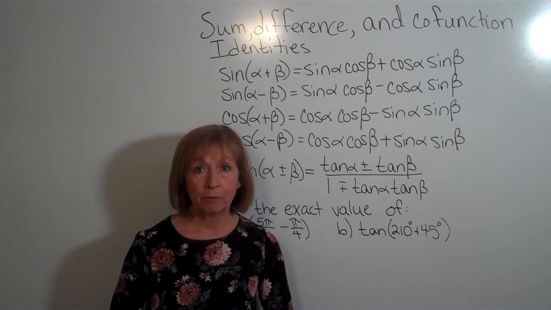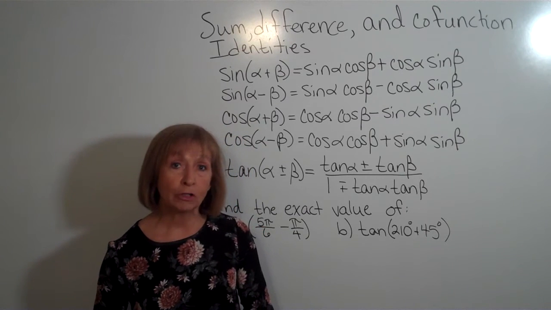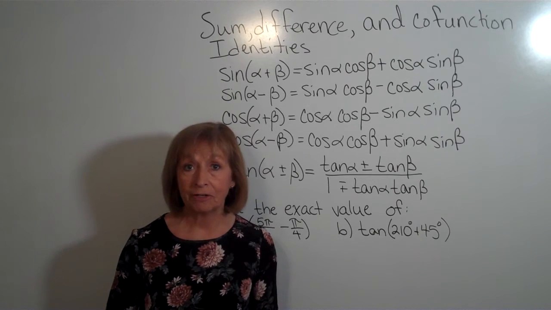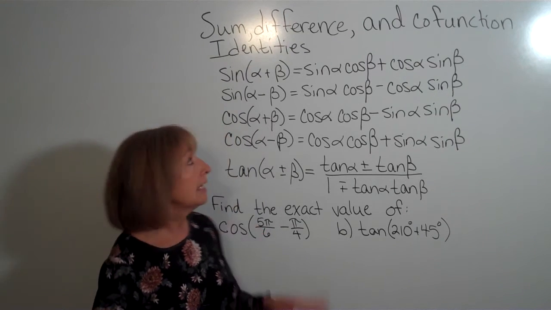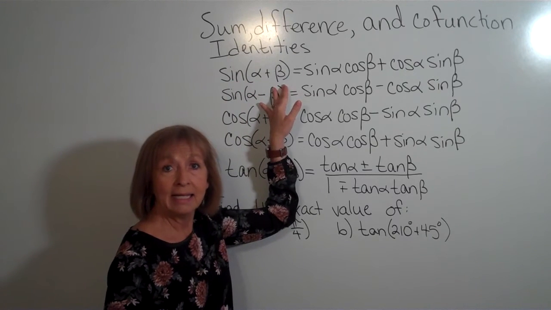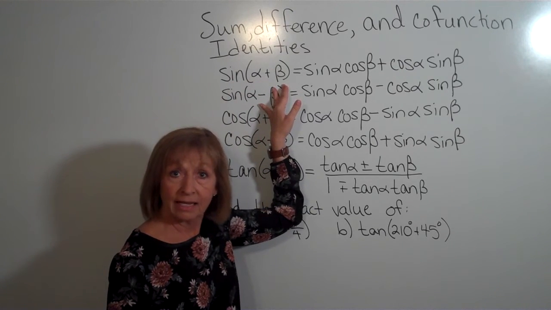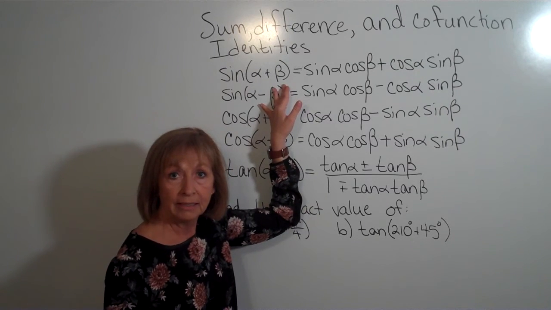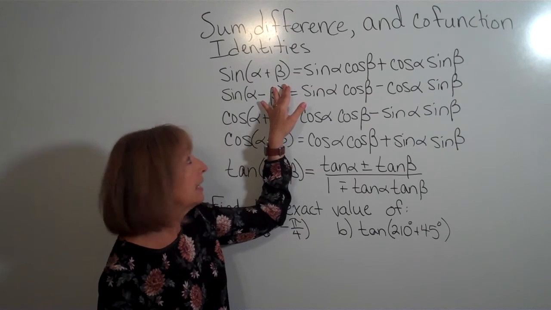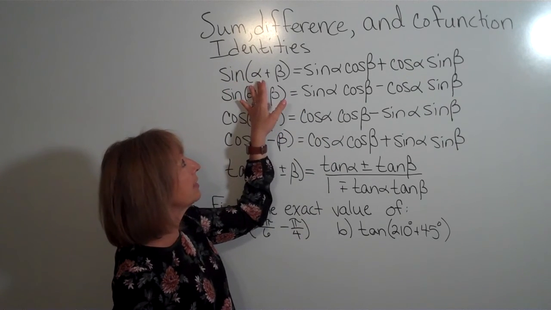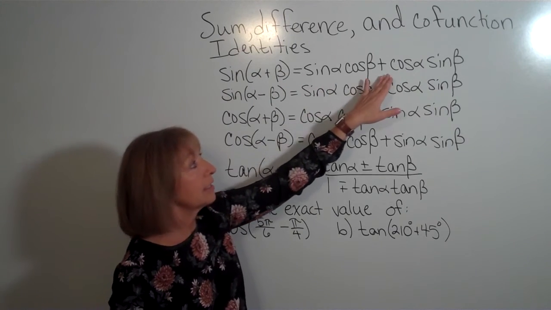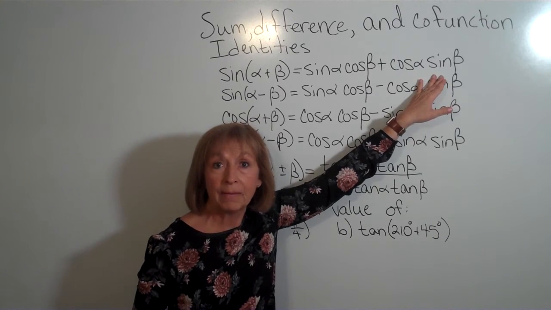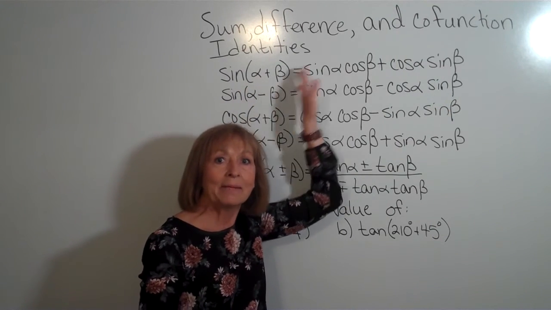The distributive property is distribution of multiplication over addition or subtraction. It does not apply to functions in general. So when I see the sine of alpha plus beta, it's not equivalent to the sine of alpha plus the sine of beta. That does not give you the same expression. What it is equivalent to is the sine of alpha times the cosine of beta plus the cosine of alpha times the sine of beta.